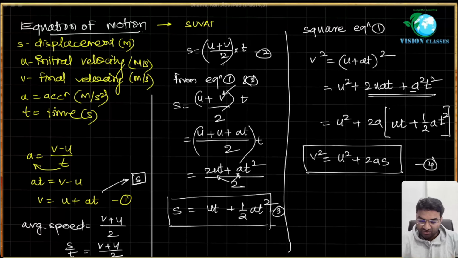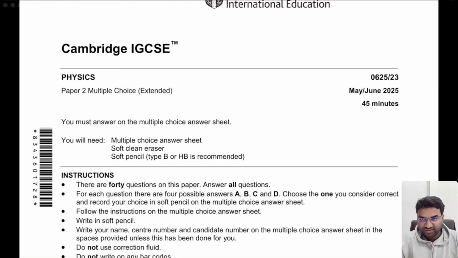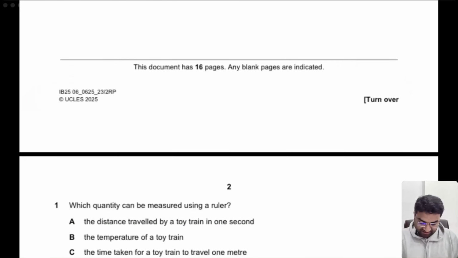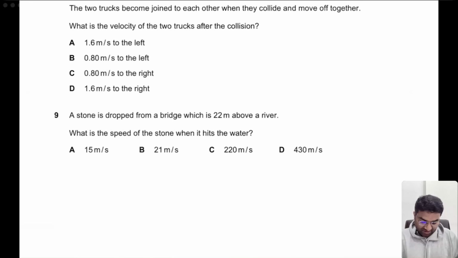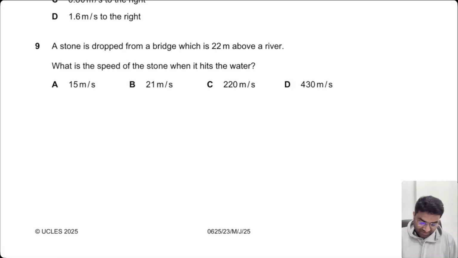All right, so here we will just go through 1 or 2 examples as well. Now these equations, I have included in the website as well, so you can go through it. Now this is the 2025, this year's question paper, MCQ paper. If you look at question number 9, it says a stone is dropped from a bridge which is 22 meter above the river.